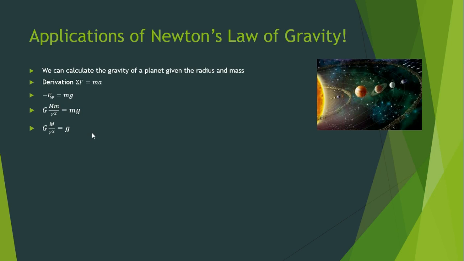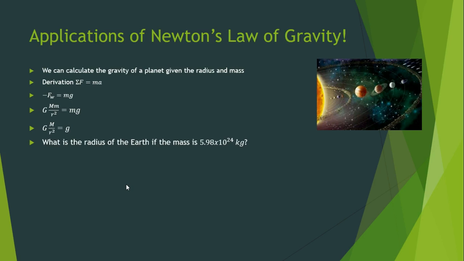And also, if you drop a bowling ball and a feather, theoretically, or a bowling ball and a tennis ball, both of them should fall at the same rate, because Newton's law of gravity here and this derivation show that the mass of the object does not matter. So let's solve for the gravity of planet Earth.